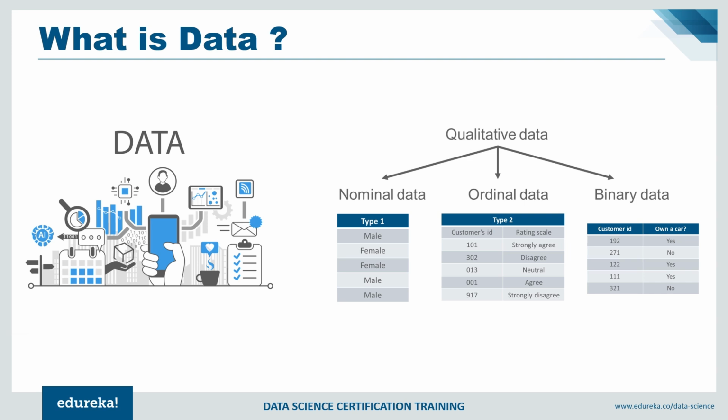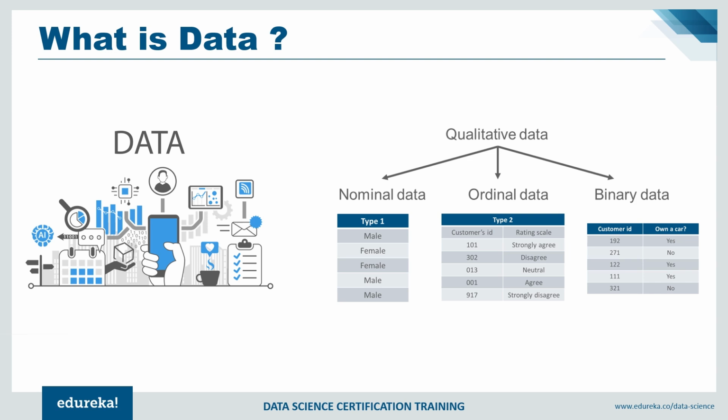Now, data with only two options is called binary data. In this type of data, there are only two options, like either yes or no, or true or false, or 1 or 0. So as you can see here, we have customer ID, and in the owner of car column, we have either yes or no. The types of data we just discussed describe the quality of something in size, appearance, value, or something. Such kind of data is broadly classified into qualitative data.